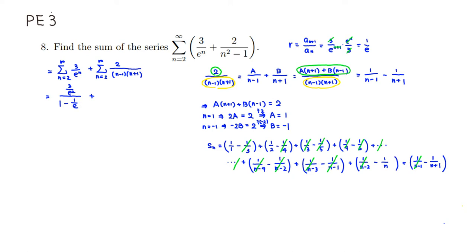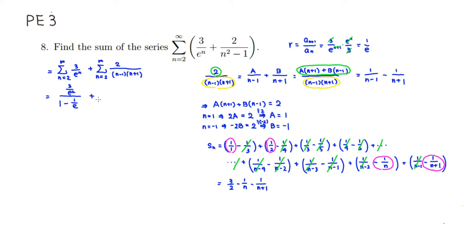So you can see that there are actually 2 terms in the beginning, and also 2 terms at the end. Actually, they stay. So I'm going to combine those 2 guys. 1 plus 1/2 is 3 halves, and then you have to subtract 1 over n, and then subtract 1 over n plus 1. Alright, so this is Sn.